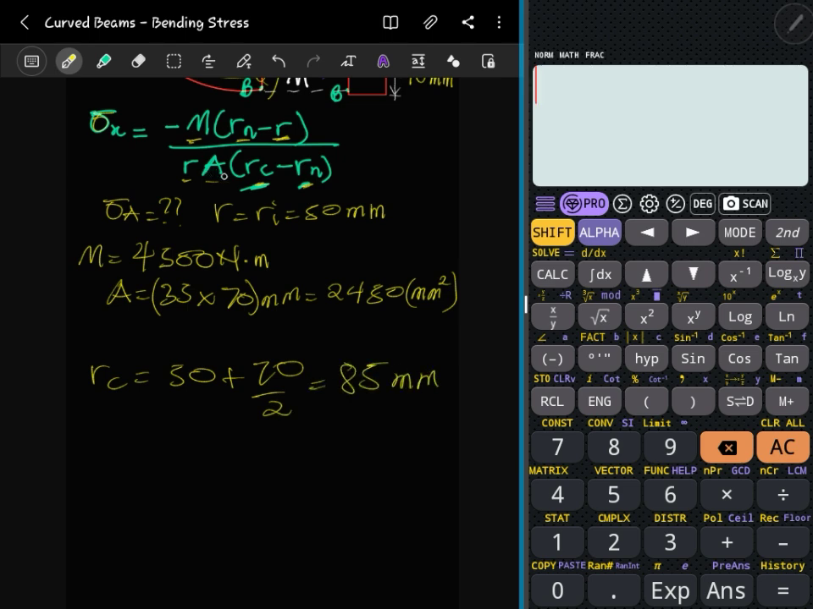So we know our M. We found that r, which we are seeing is this. We found out A.